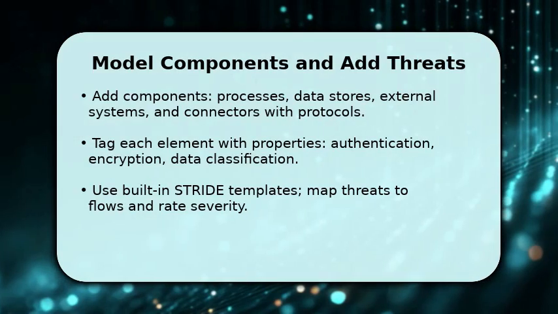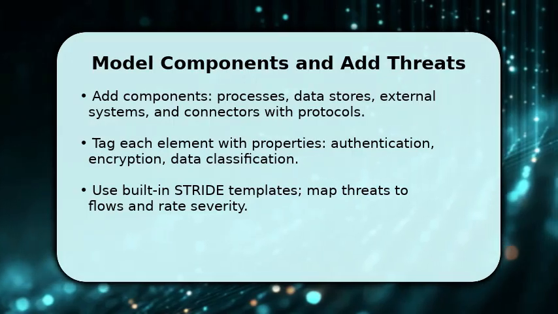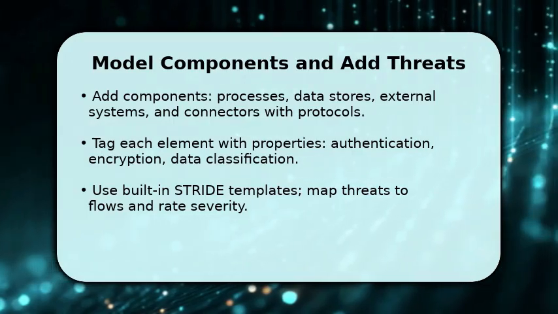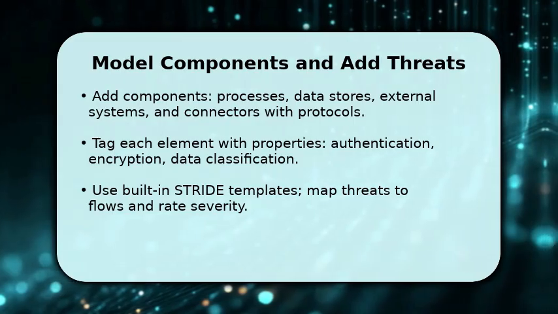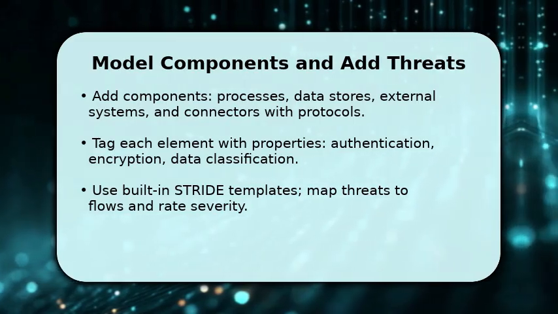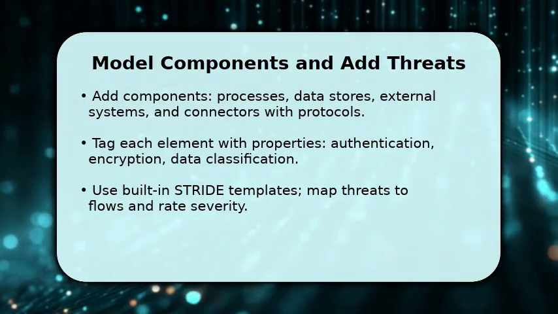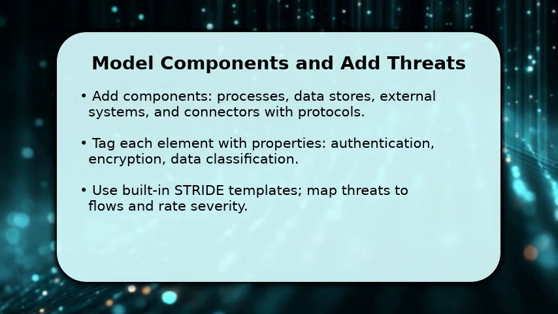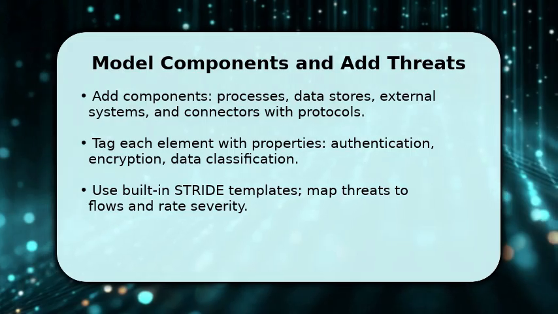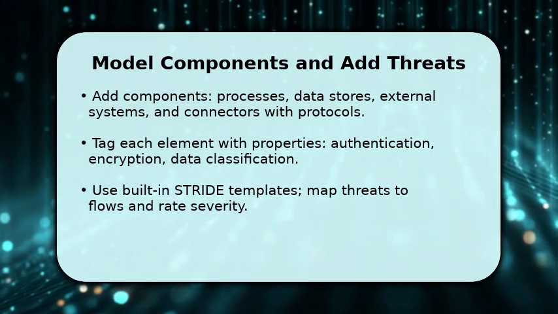Next, you flesh out the model by adding components and connectors and annotating them with properties so the tool can reason about risk. Once elements exist, apply STRIDE templates to identify likely threat types, map each threat to the relevant flow or asset, and assign severity and likelihood. Make sure to document assumptions in notes so reviewers understand context.